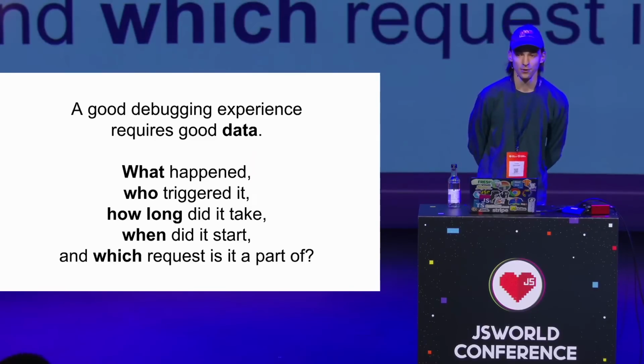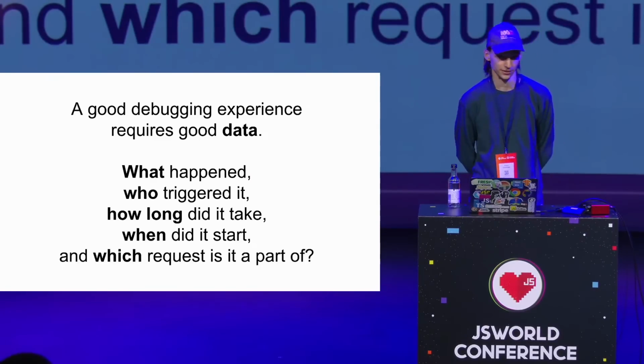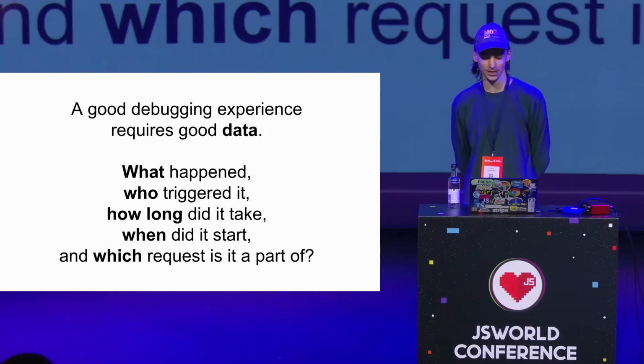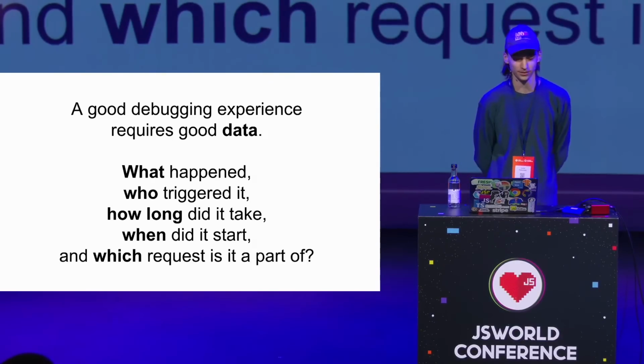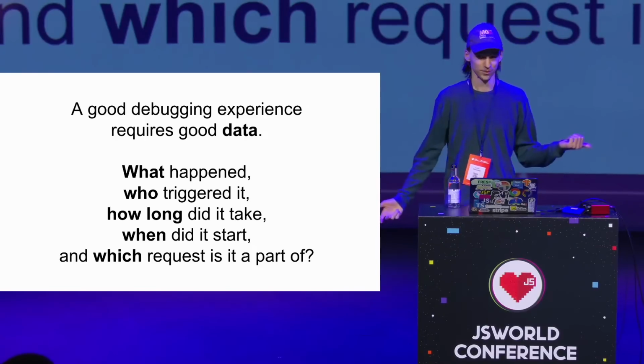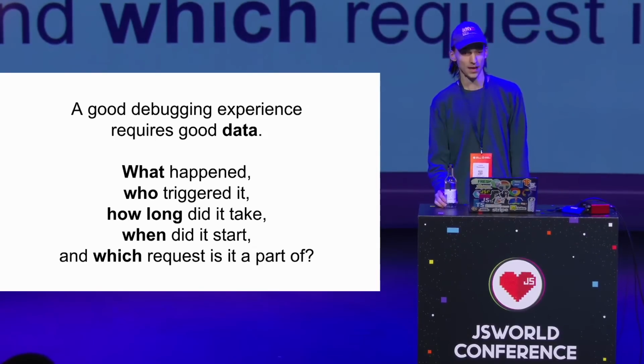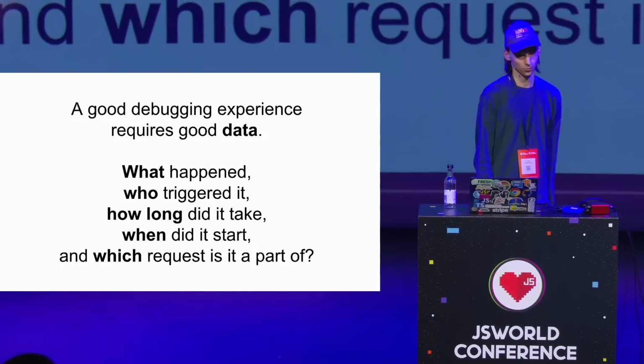So how do you have a good debugging experience? Well, you start out with having all the data. Because if you don't have any data, there's nothing that you can debug in production. And the data that you really want is: what happened, who triggered it, how long did it take, to be able to analyze for performance problems, when did it start, to be able to pinpoint when something went wrong, and what request is it part of. I'll talk more about the last one in a second.